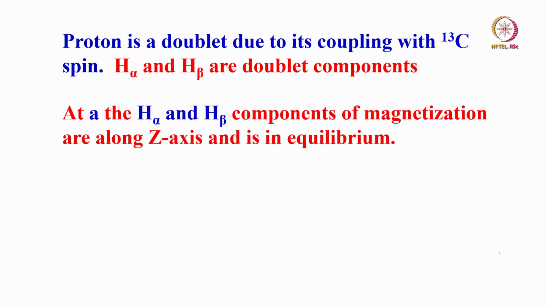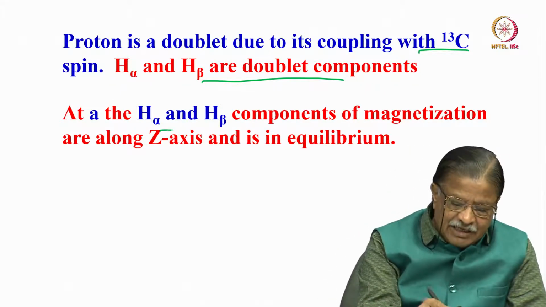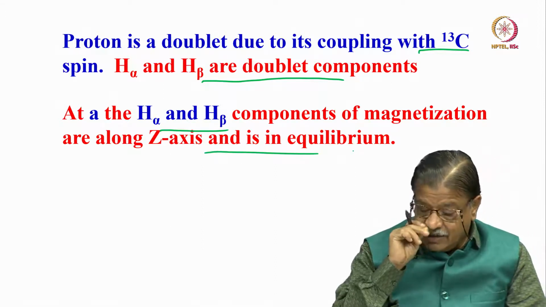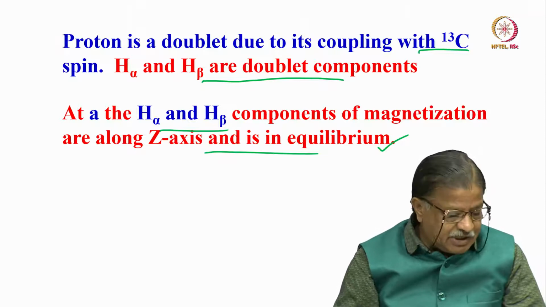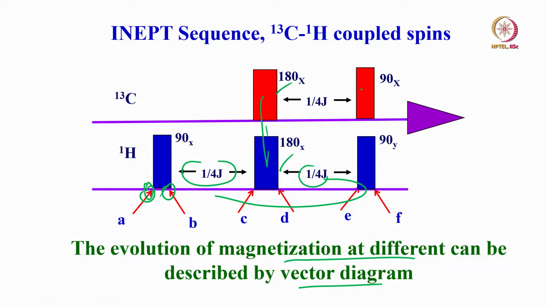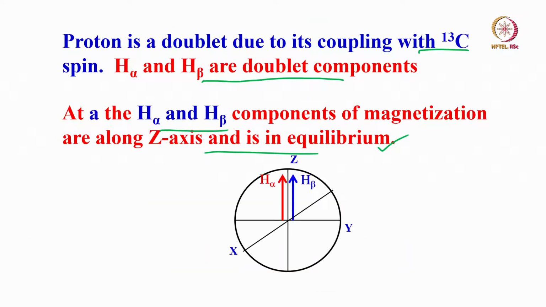The proton is a doublet due to its coupling with carbon-13, and H alpha and H beta are the doublet components. At A, the H alpha and H beta magnetization components are along the Z axis and in equilibrium. Especially at A means here. Nothing has been done; we have not even applied the pulse. So magnetization is in equilibrium. So both the components of the doublet are along the Z axis.